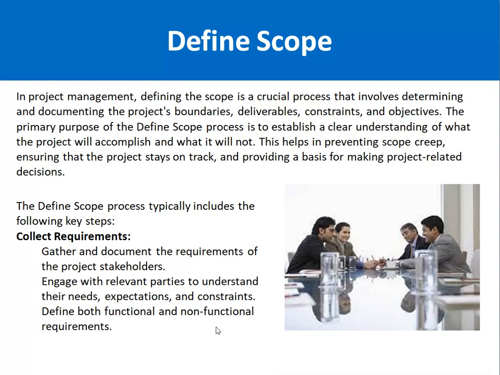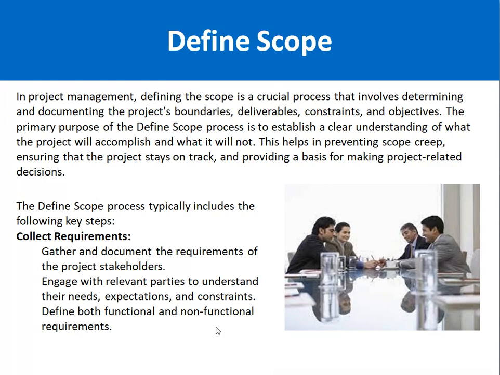So defining the scope is a crucial process that involves determining and documenting the project boundaries, deliverables, constraints, and objectives. Constraints means the limitations. For example, time is a constraint, that means you cannot go beyond that time. For example, the project must be completed in 6 months. Cost is another constraint, that means you cannot go beyond that limit. For example, 5,000 is the cost limit. Objectives means the expectations and the requirements of what the customer wants to achieve from the delivery of the project.